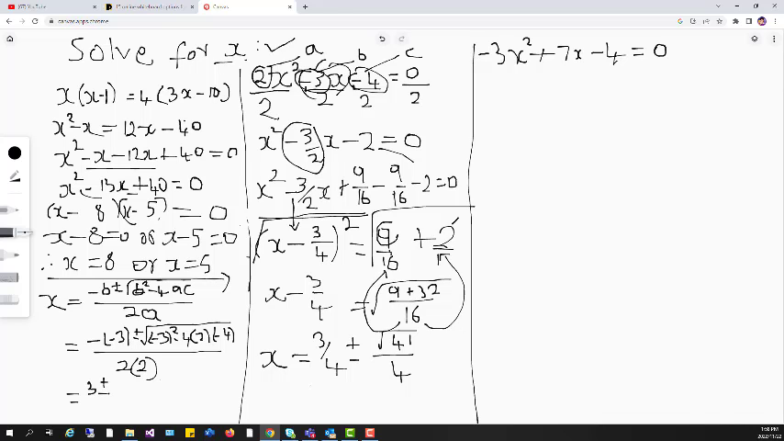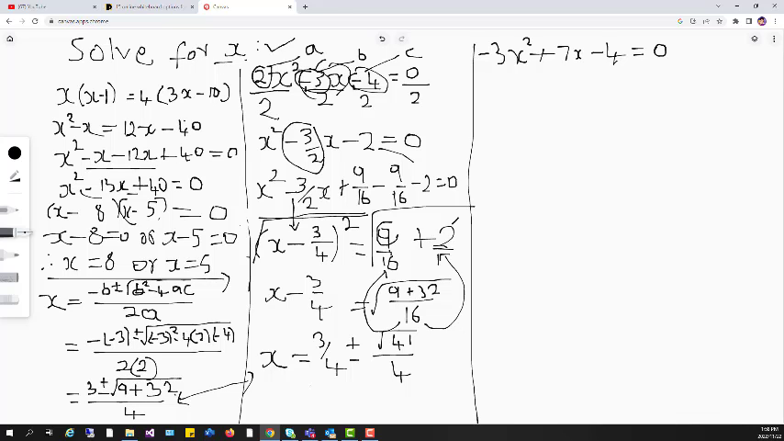Plus or minus the square root of minus 3 squared, which is 9, and then minus 4 times 2 is minus 8. Minus 8 times minus 4 is plus 32, over 2 times 2, which is 4. You will see at this stage that they are the same. You will notice that substituting into the quadratic formula is much quicker than completing the square.